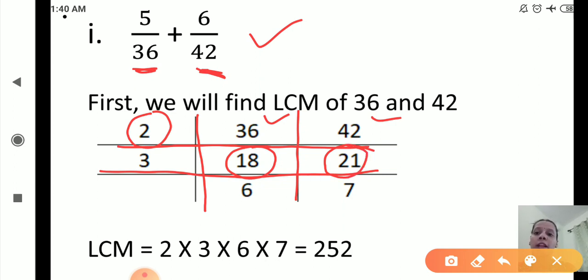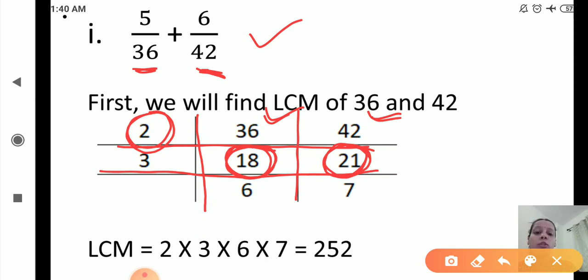As you divide 36 by 2, you get 18. And 42 divided by 2 is 21. I hope you are clear till here. You find the LCM of 36 and 42. Both the numbers are divisible by 2, so you take 2 here. 36 divided by 2 is 18, so below 36 you write down 18. 42 divided by 2 is 21, so below 42 you write down 21. Now we got 18 and 21.